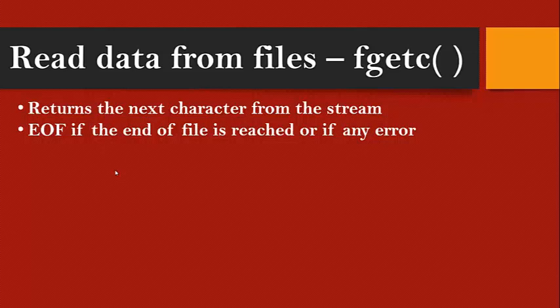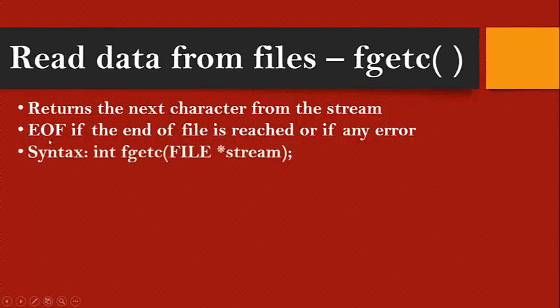This function will return EOF, the end of file. Whenever you reach the end of the file, or if any error has been encountered, this function will return the constant EOF. Remember, EOF is a constant that indicates the end of file. If you see the syntax, fgetc is of integer data type, so this function will return an integer value, and we have to specify the stream from which we are trying to read the data.